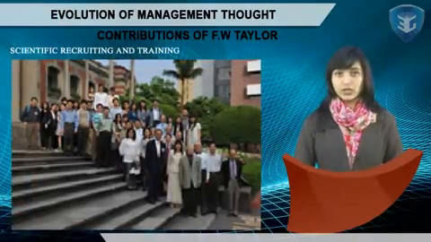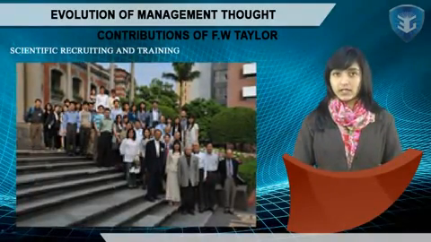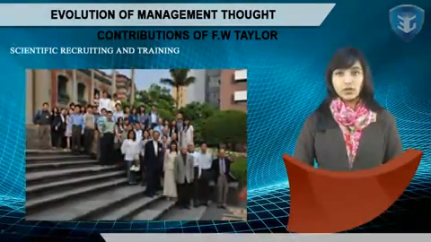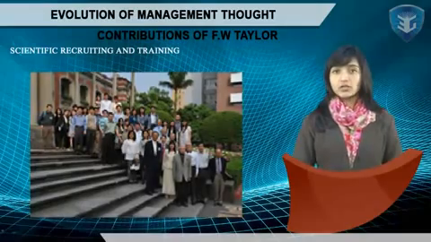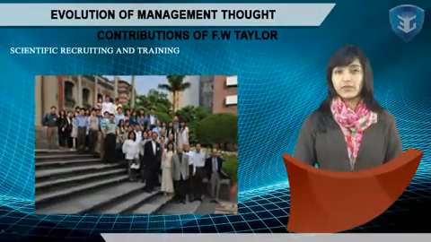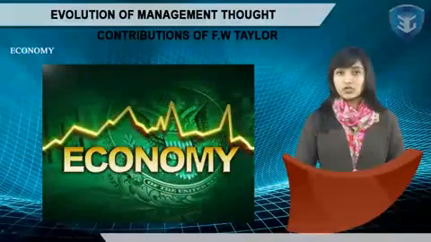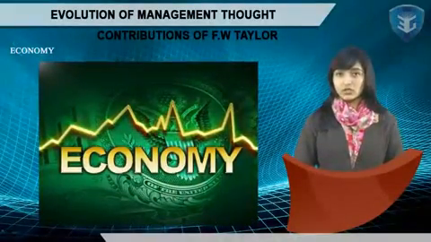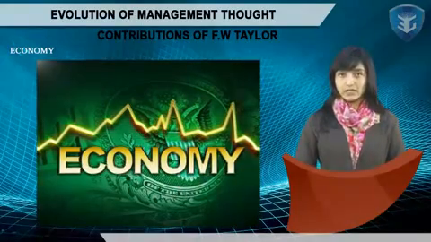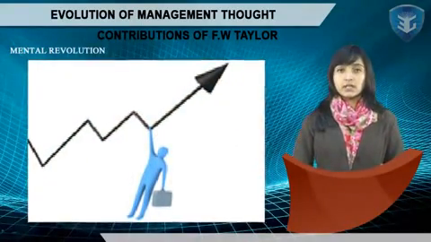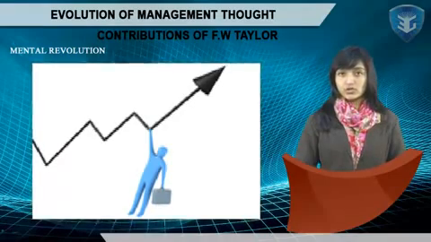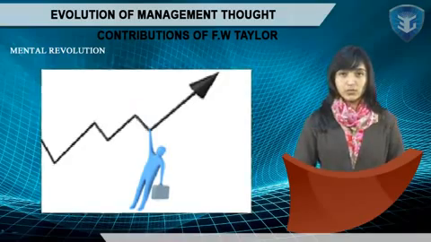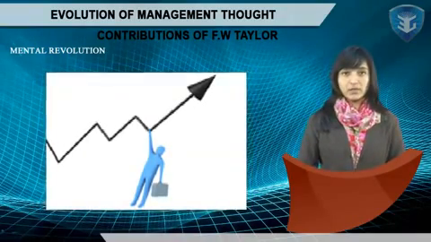Scientific recruiting and training. Staffs and workers should be selected and employed on scientific basis. Management should develop and train every worker by providing proper knowledge and training to increase their skills and make them effective. Economy. Efficient cost accounting system should be followed to control cost, which can minimize the wastages and thoroughly reduce and thus eliminate them. Mental revolution. Taylor argued that both management and workers should try to understand each other instead of quarreling for profits and benefits, which would increase production, profit and benefits.